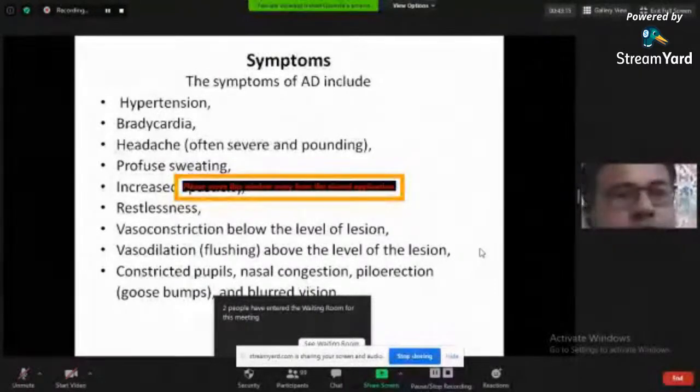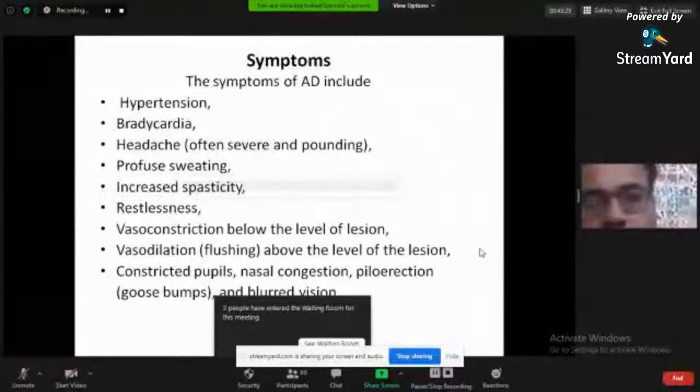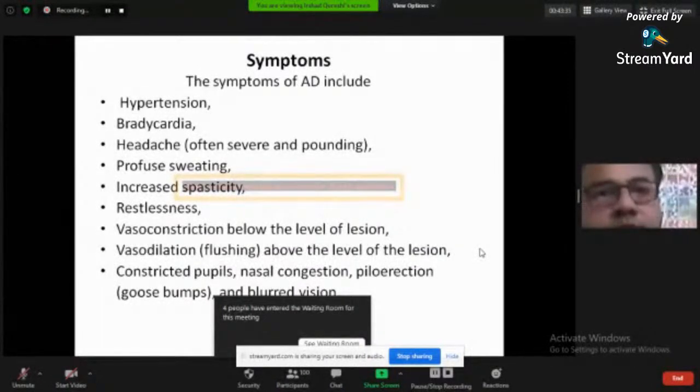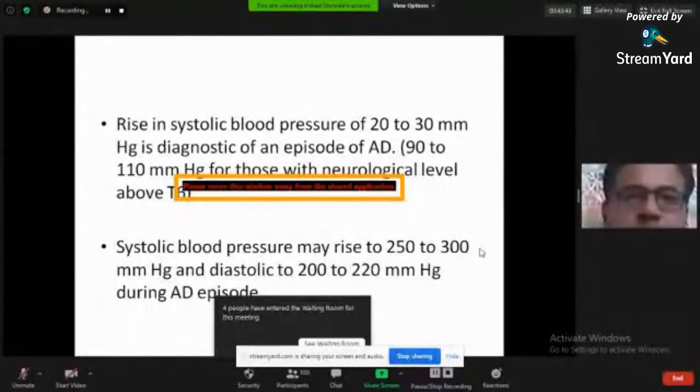So there are certain symptoms which are actually eye-catching. You can observe them. There is going to be nasal congestion. While talking to your patient, you can feel that all of a sudden something is going wrong. So if you keep these symptoms in mind, then you can catch it early. A rise in systemic blood pressure of 30 mmHg is diagnostic of an episode of autonomic dysreflexia.